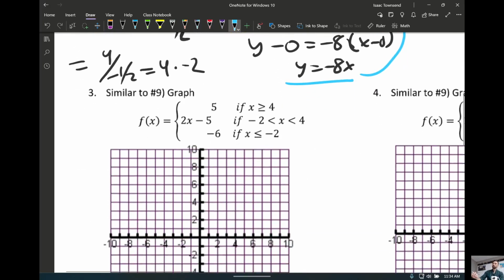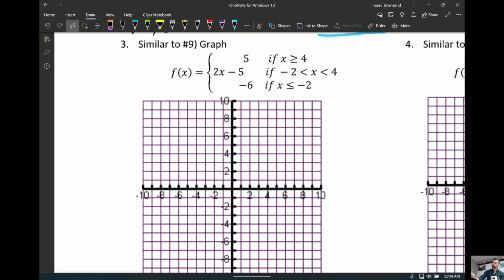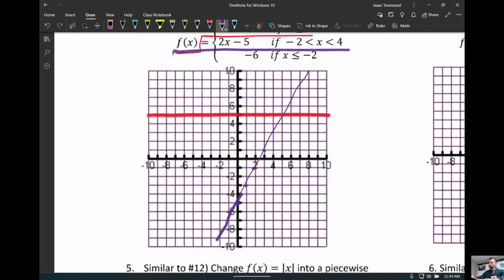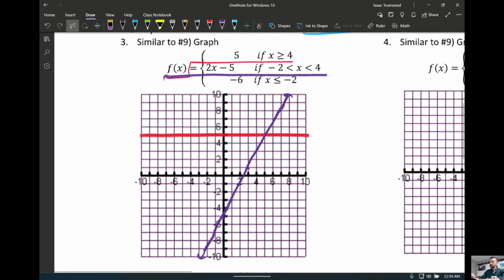Okay, so one more reteach of piecewise function. Again, piecewise function can be 2 parts or 5 parts or 3 parts. This one happens to be 3 parts. So I would just graph all 3 of these. Y equals 5, horizontal line. Y equals 2x minus 5 is then slope intercept. So I have the y-intercept and the slope. And the last part is y equals -6, which is another horizontal line.